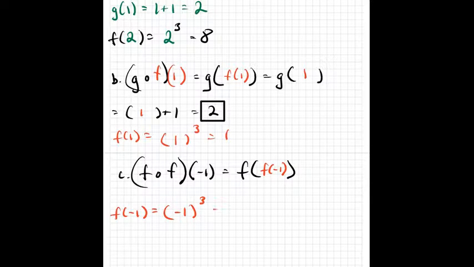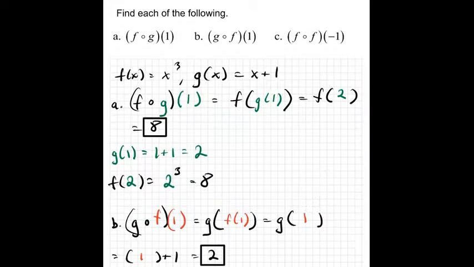Then we take that result and plug it into the outer function. So we're going to say f of negative 1, and that ends up being x cubed again, but our x here is negative 1, so the result is still negative 1. So we got 8, 2, and negative 1.